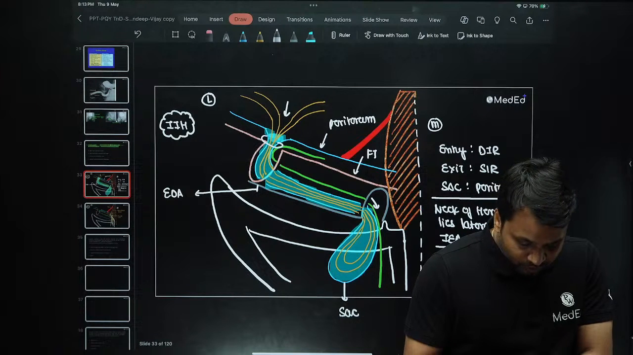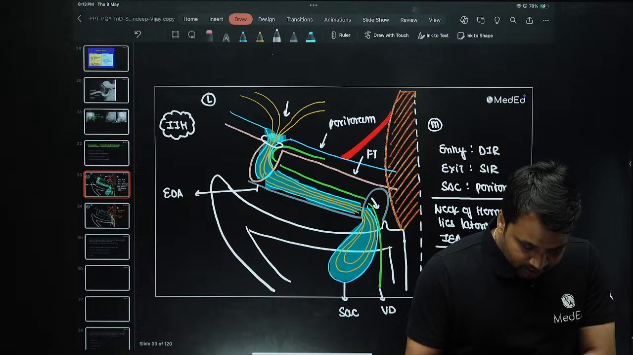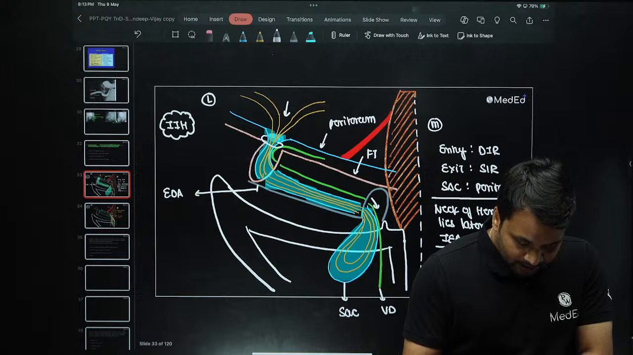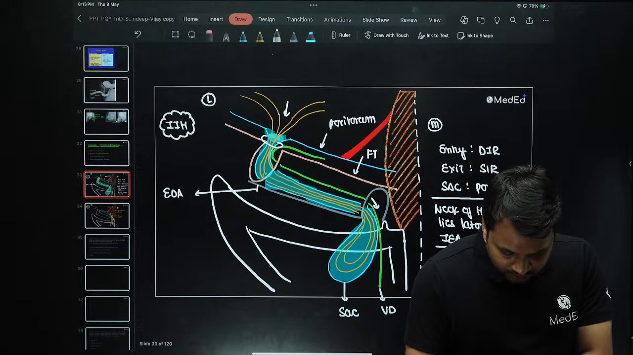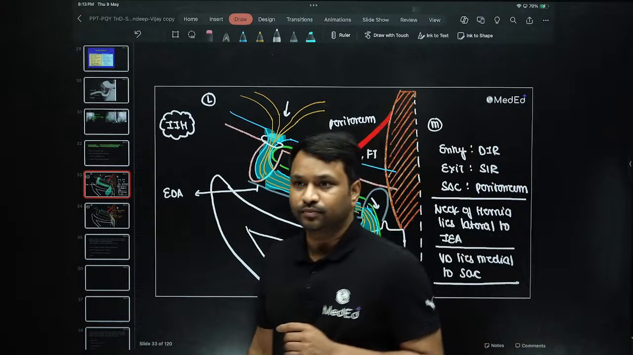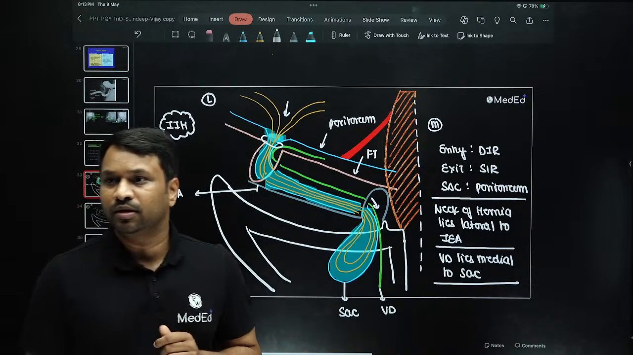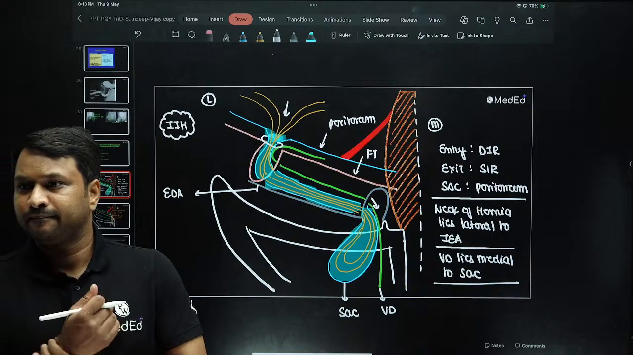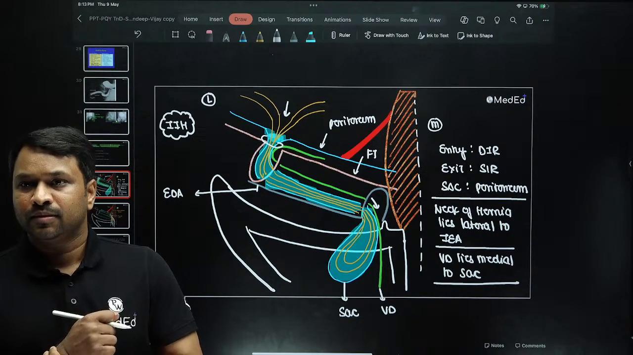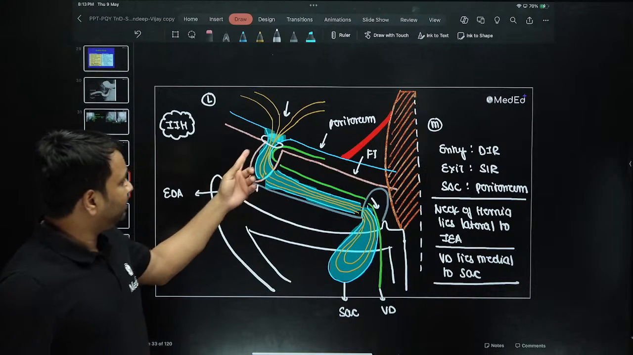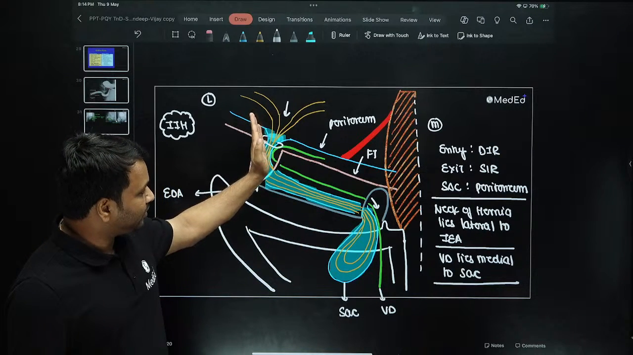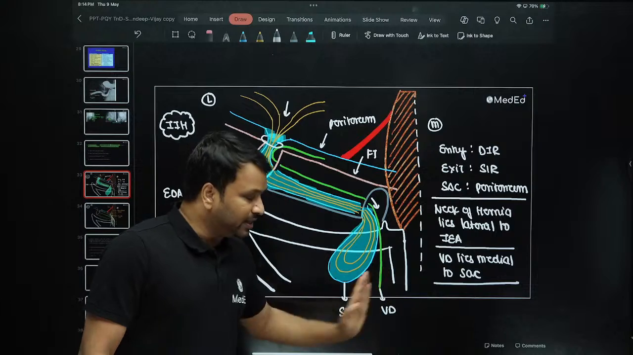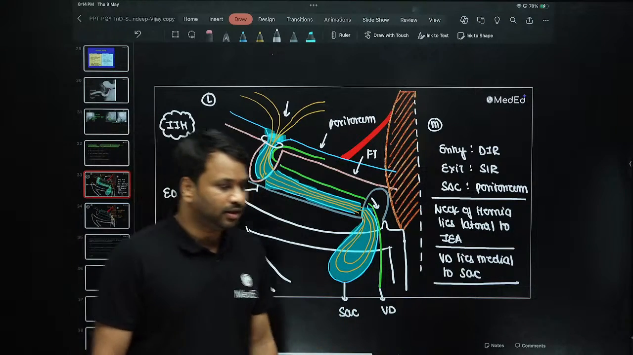But on the other hand, if you look at the sac, and this is your vas deferens, you see here the vas deferens lies medial to the sac. Now, this is your trick question. Clear? So the entry is from the deep inguinal ring, exit is from the superficial inguinal ring, the sac is made up of peritoneum, the neck lies lateral to the inferior epigastric artery, whereas the vas deferens lies medial to the sac. All these are the important components.